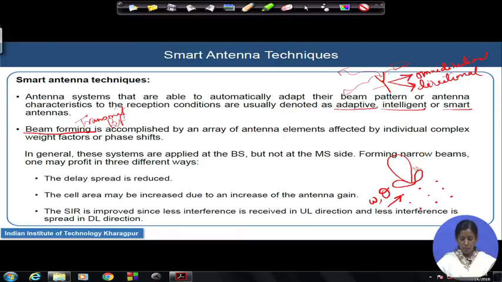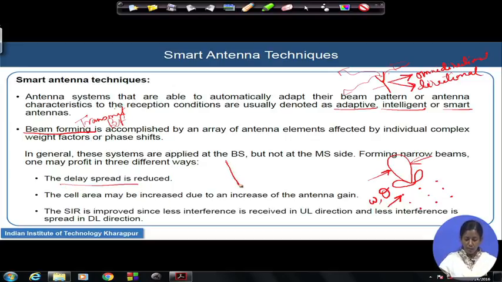Actually, as we understand, whenever we give some directivity to this beam, we are also narrowing down the width of the beam; we are varying the width of the beam. If we come to very narrow beams, then we can get a lot of facility from them. What are they? Let us see. See, the delay spread is reduced. What is this delay spread?